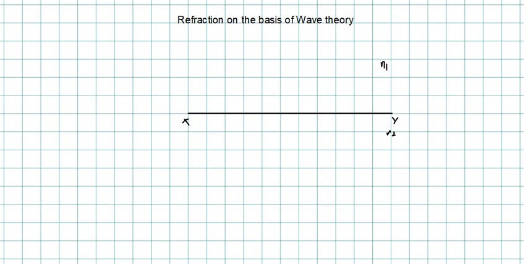A plane wavefront AB is incident on the interface XY at a certain angle theta. Let us say this is the normal. To give you the sense of the direction of the wavefront, we introduce the concept of a ray. So, this is the ray.